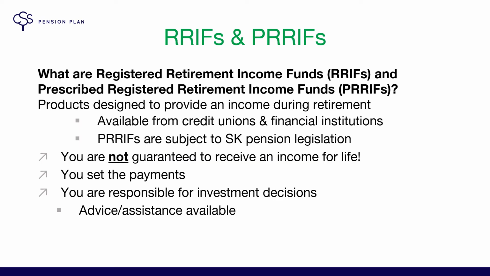As already mentioned, RIFs and PRIFs are retirement income vehicles available from credit unions and other financial institutions. The PRIF is for locked-in funds subject to Saskatchewan pension legislation. Like variable benefit payments from the CSS Pension Plan, with RIFs and PRIFs you are not guaranteed to receive an income for life. You get to set the payments, and you are responsible for investment decisions.